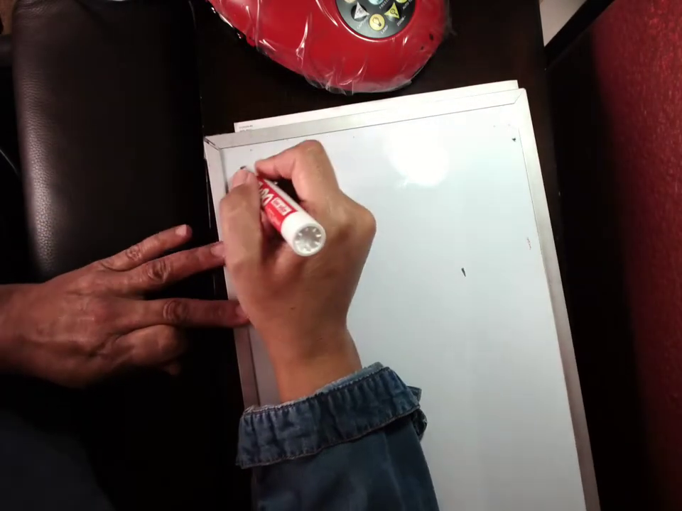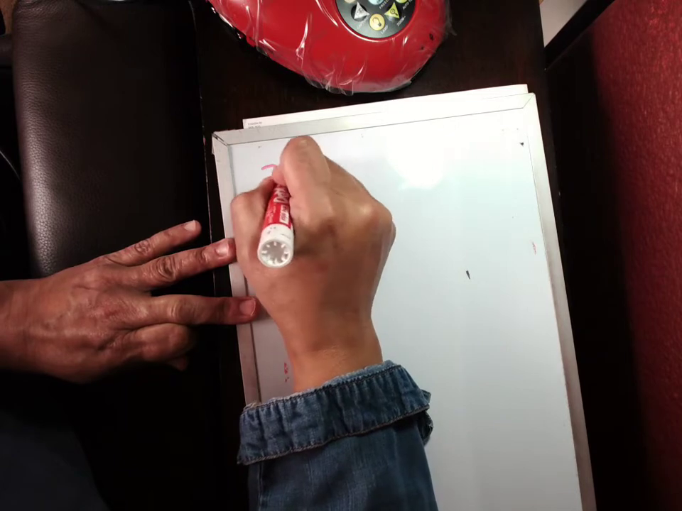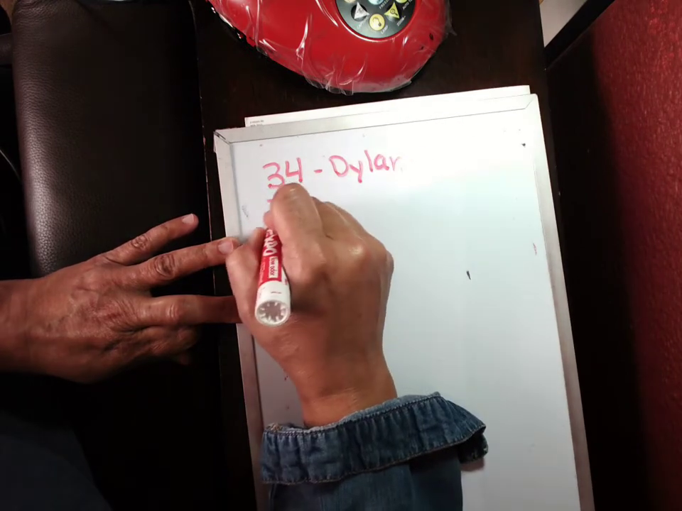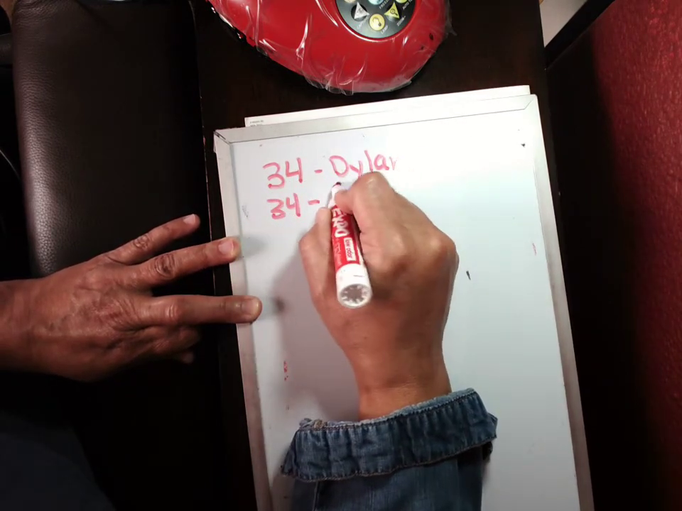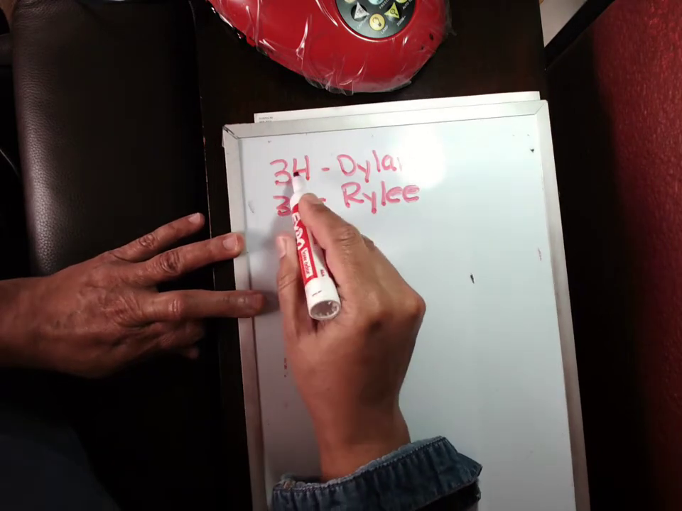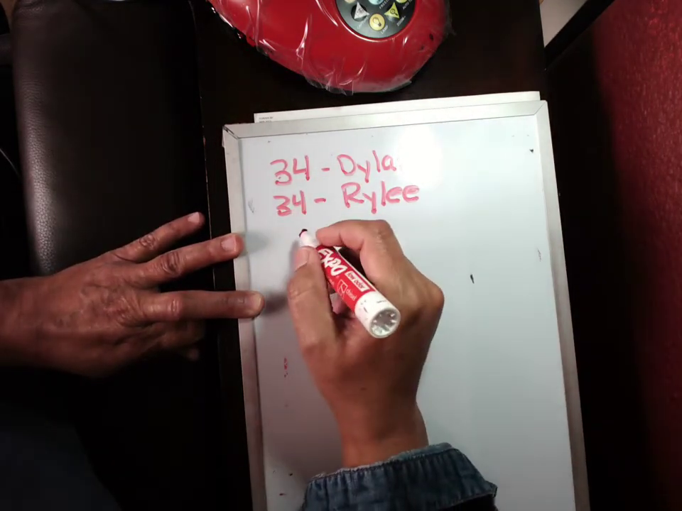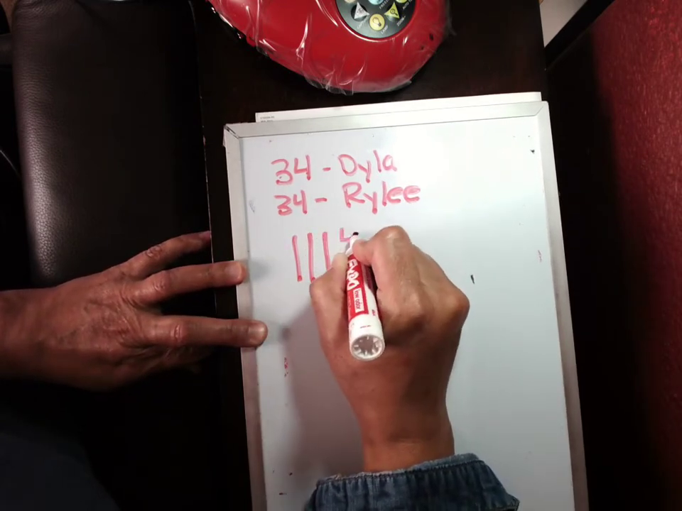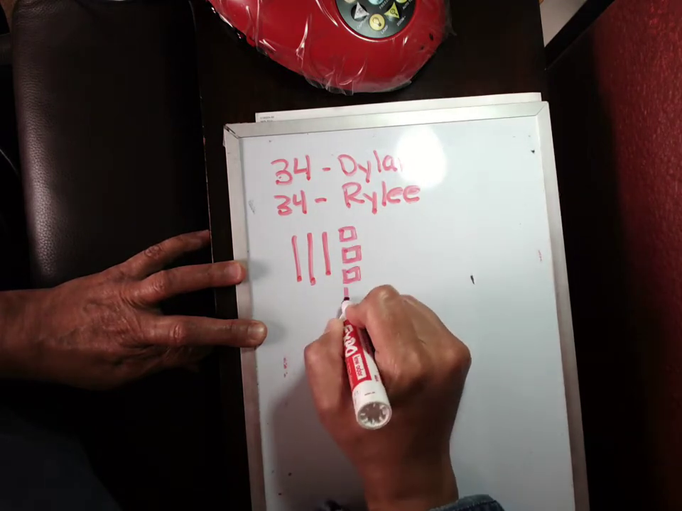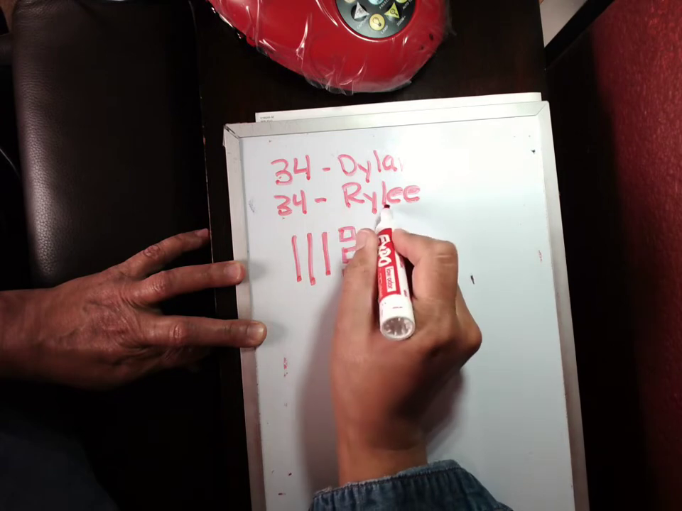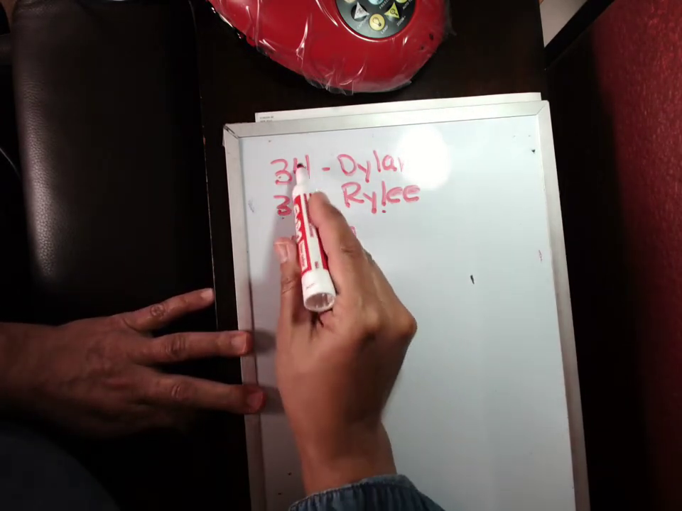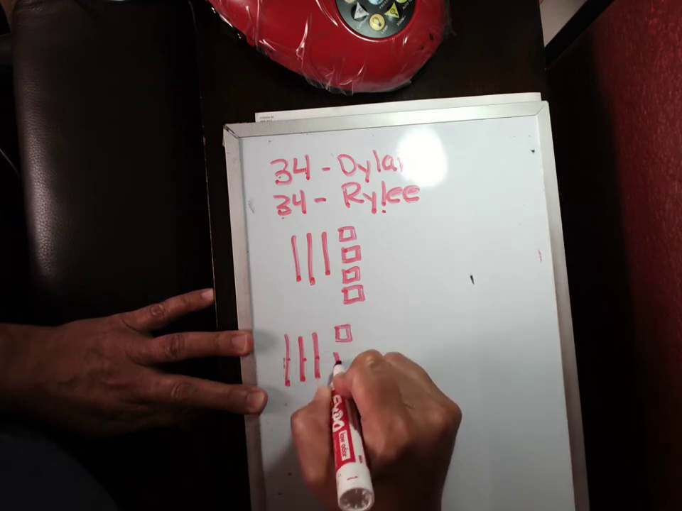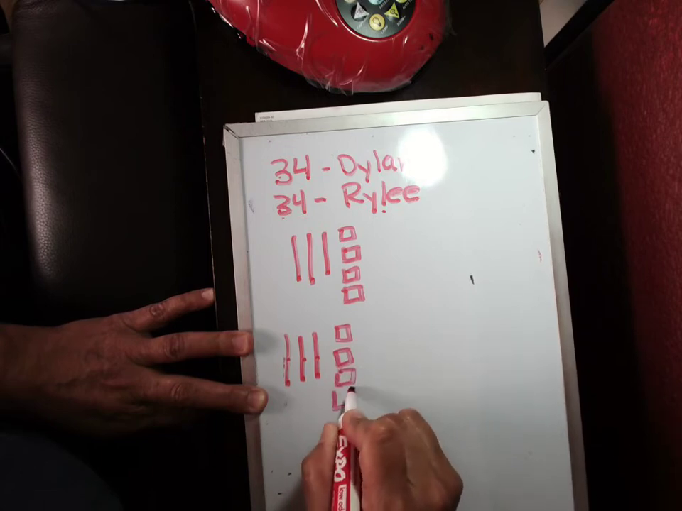So for tomorrow's problem, Dylan swam 34 laps. Okay, so that's Dylan. Riley also swam for 34 laps. Let's make a visual representation of 34 using 10s and 1s. 10, 20, 30, 31, 32, 33, 34. Okay, let's do the same for Riley. Now since it's the same amount, the representation is going to be the same. So 10, 20, 30, 31, 32, 33, 34.